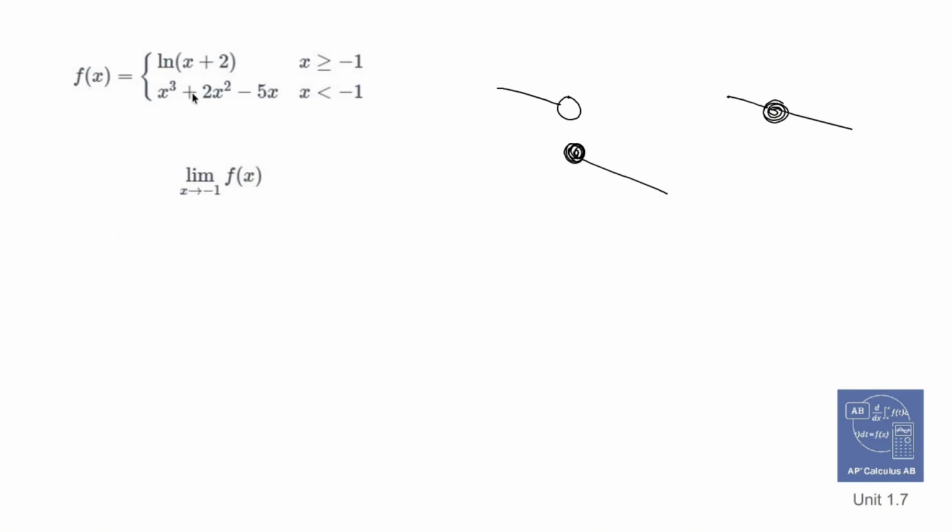So what I'm going to do is start with this first equation and plug in -1. So ln of -1 plus 2 is the same thing as ln of 1, and ln of 1 is 0. The ln, or the log, of 1 is always going to be 0 no matter what log it is. That's just the way exponents work. So this one gave you 0.